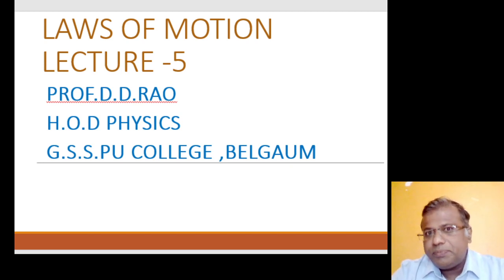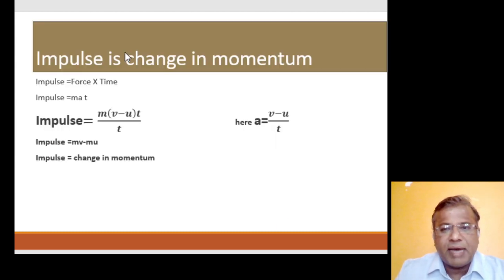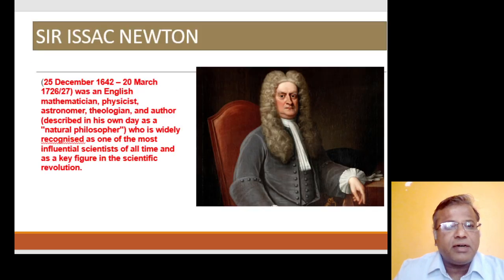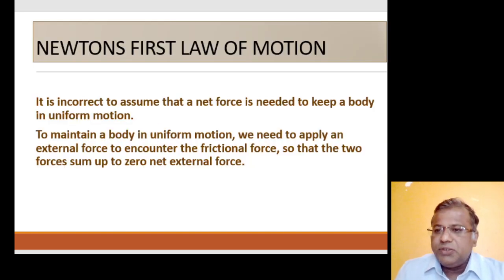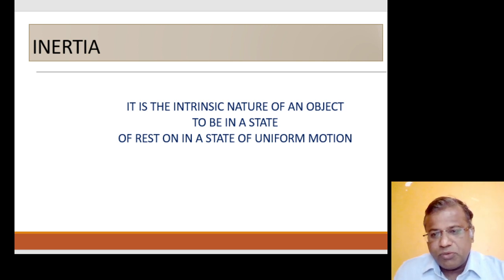I hope you have seen those earlier laws, right? If I just revise those things back, we had seen that it all started from the concept of Isaac Newton. Then we had Newton's first law, which states that every object continues to be in a state of rest or in a state of uniform motion until acted upon by an external agency. Then we discussed inertia. Inertia is an intrinsic property of an object to be in a state of rest or in a state of uniform motion.